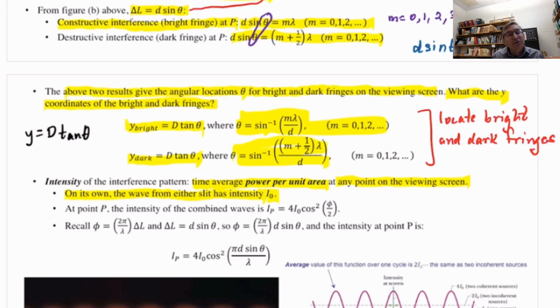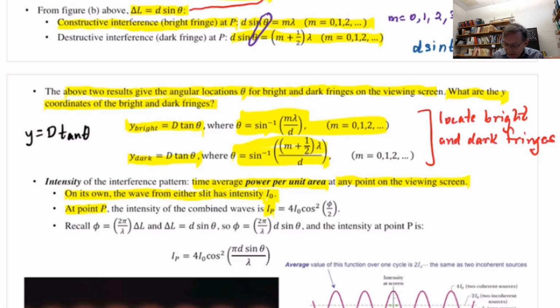All right, now I'm just going to state the result because it takes a little bit of work to show it. You have to use the calculation method, a technique known as phasors. Yes, I said the word phasor. But I'm just going to tell you the result. So we've picked a point P on the viewing screen. What's the intensity there?